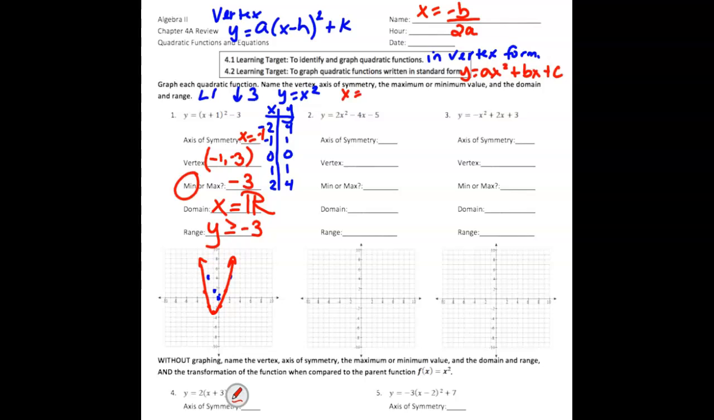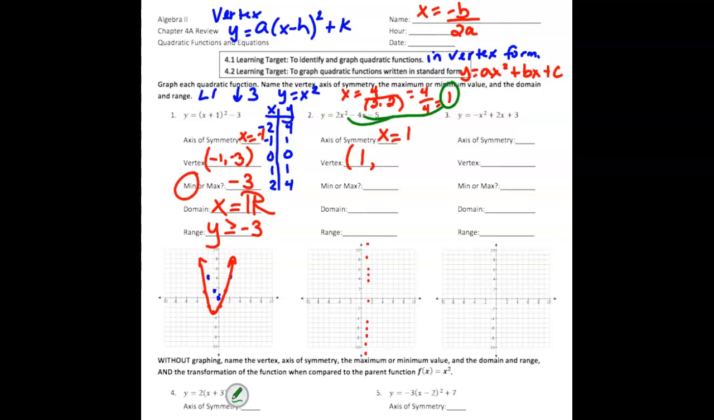We want the opposite of negative 4, so positive 4, and we're dividing by 2 times our a value. So we really end up with 4 divided by 4, or 1. That tells me my axis of symmetry is going to be at 1. And my vertex is going to have an x coordinate of 1. Now to find the y coordinate, remember we plug that x value in.